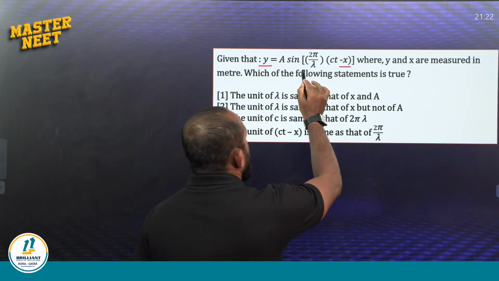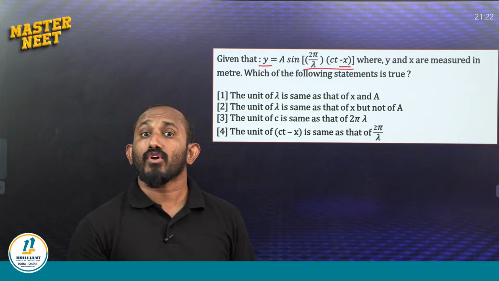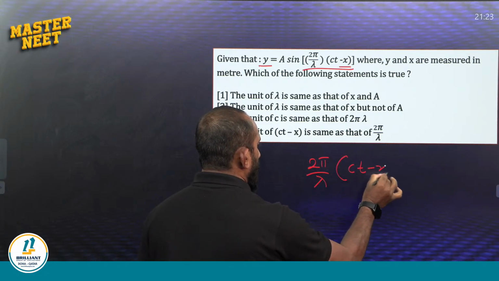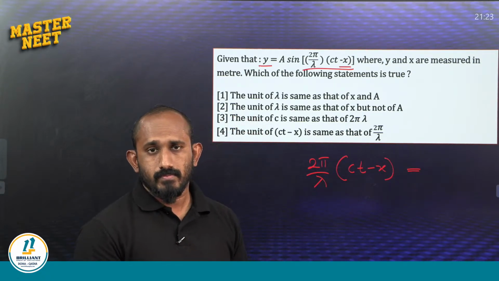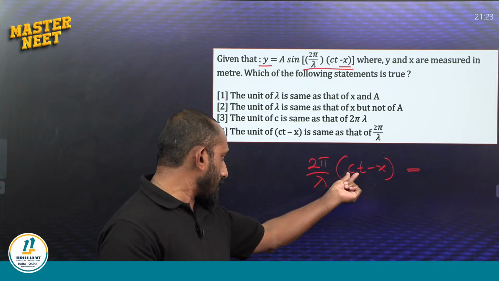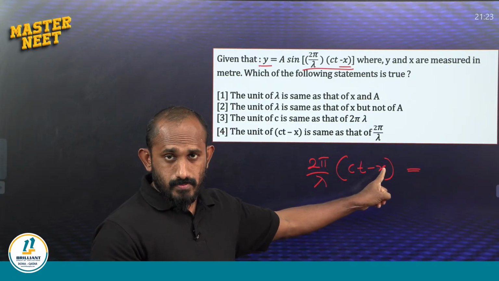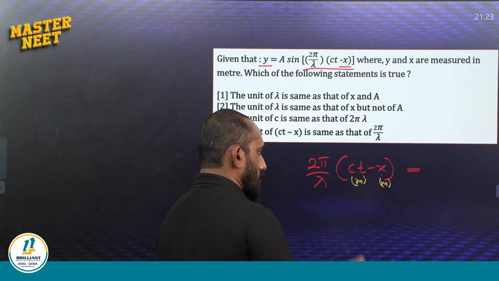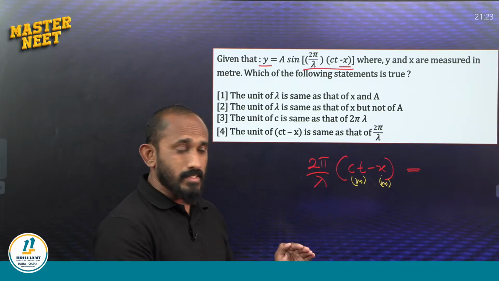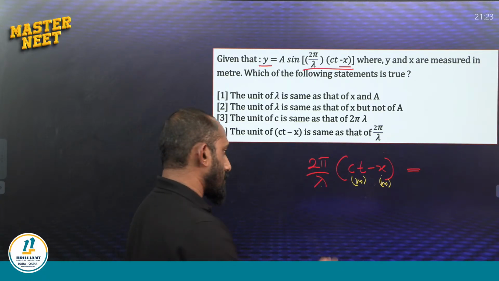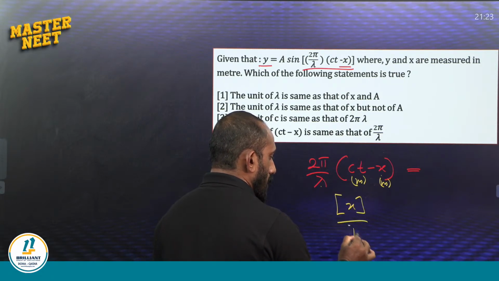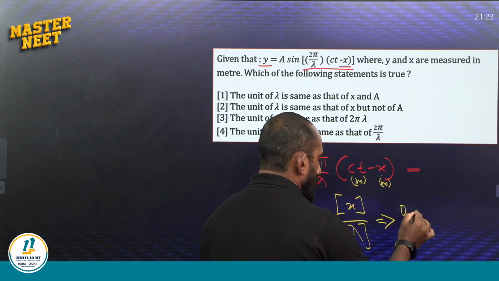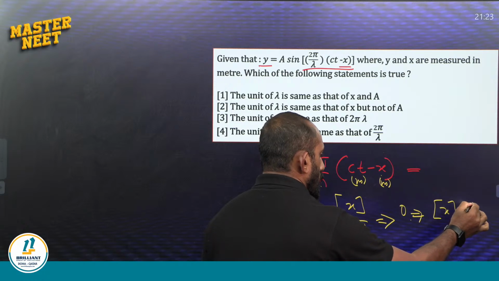You know, the argument of sine is an angle. It has no dimension. So here 2 pi by lambda into (ct minus x) should have no dimension. Already 2 pi has no dimension. Then ct minus x is there. x is in meters, so of course this also should be in meters because subtraction is involved, and that should be cancelled by the dimension of lambda. So the dimension of x by the dimension of lambda should cancel each other, so we can say the dimension of x should be that of the dimension of lambda.